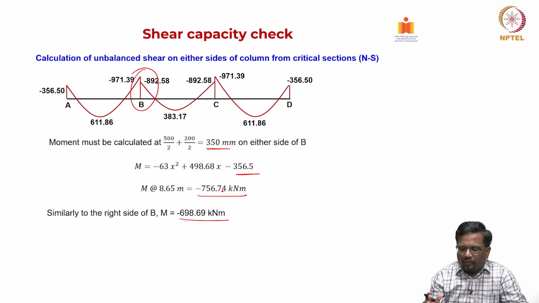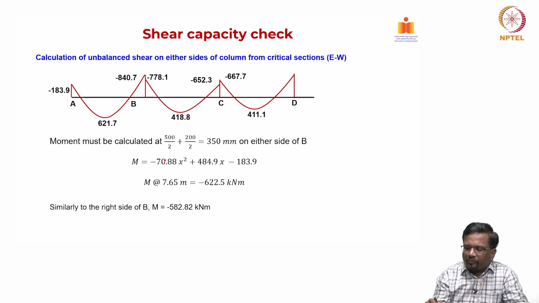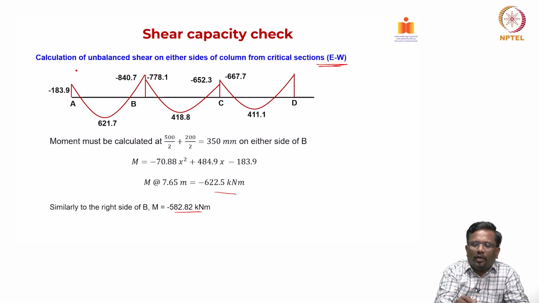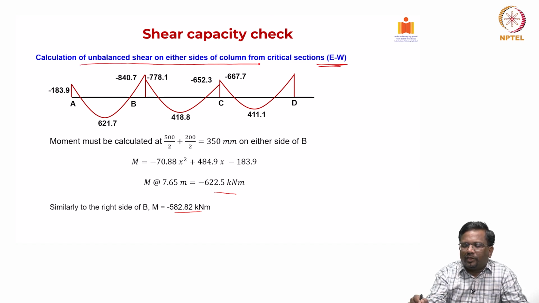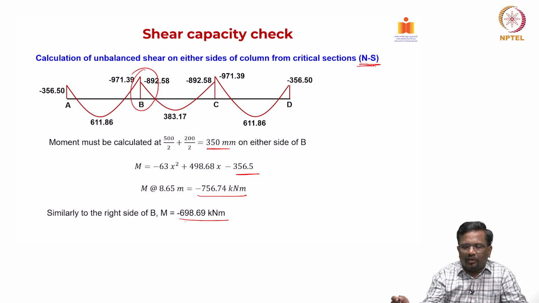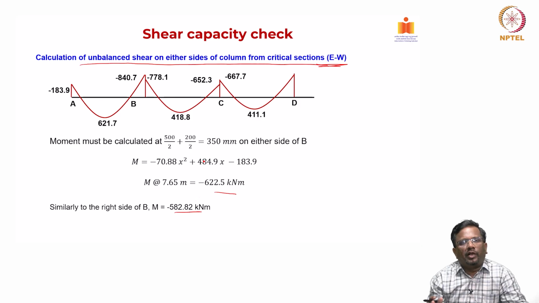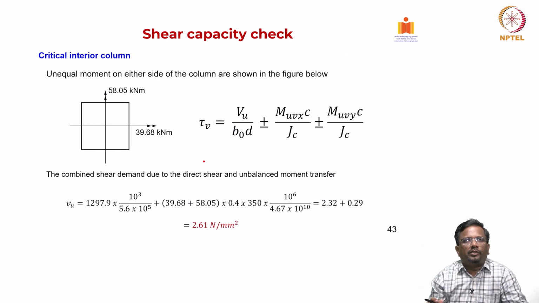So, we take that, right. Similarly, we get these two moments for these calculations. This is for the east-west section. So, these are the unbalanced shear calculations on either side of the column for the east-west. The previous one is for the north-south and this one is for the east-west. So, we got the moments acting on the left side and right side, right. Now, the difference is nothing but your unbalanced moment, right. So, we got the unbalanced moment.